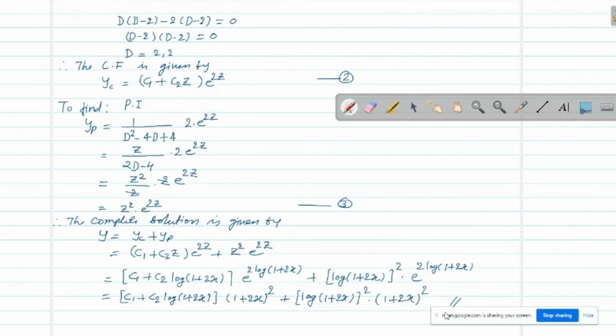I hope you understood this first problem of Legendre differential equation. Got it? Yes. So let us do another problem.